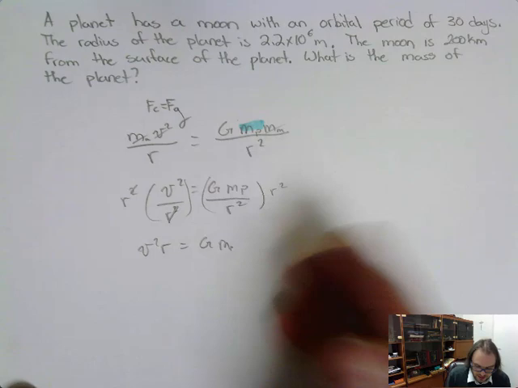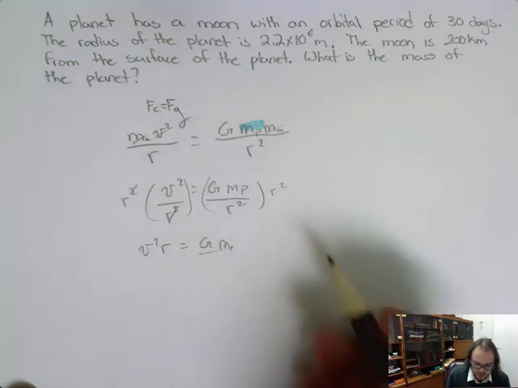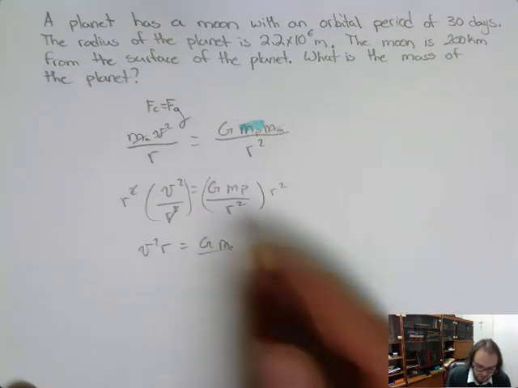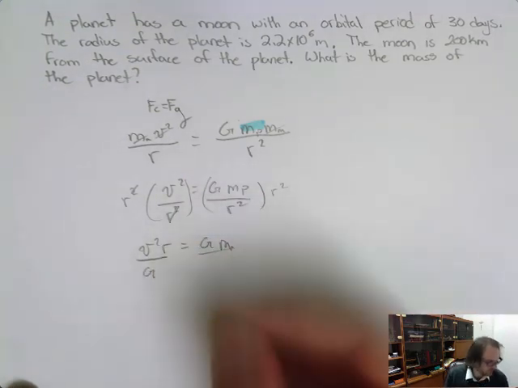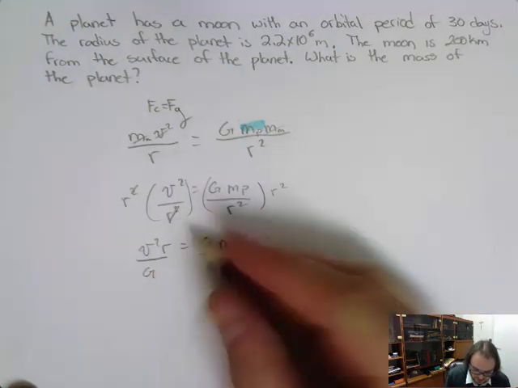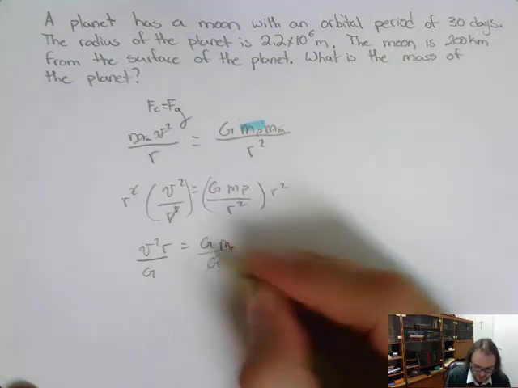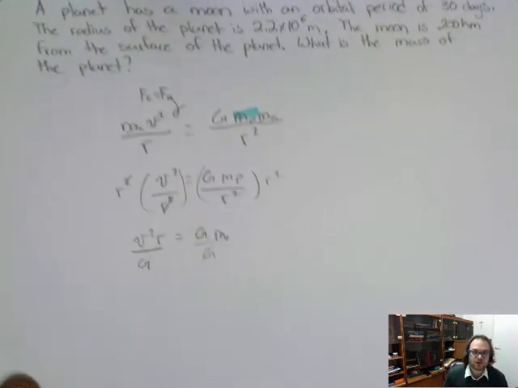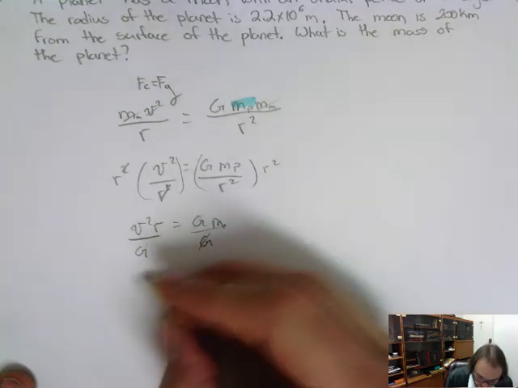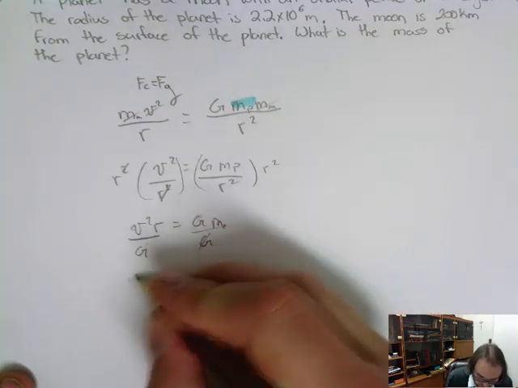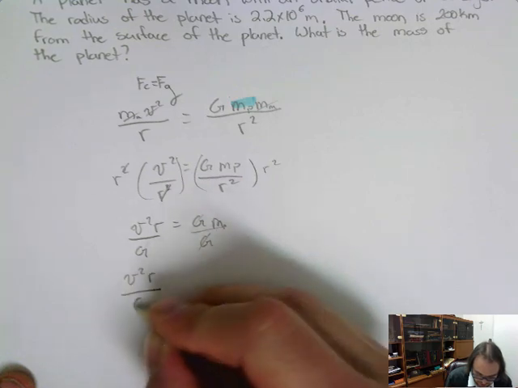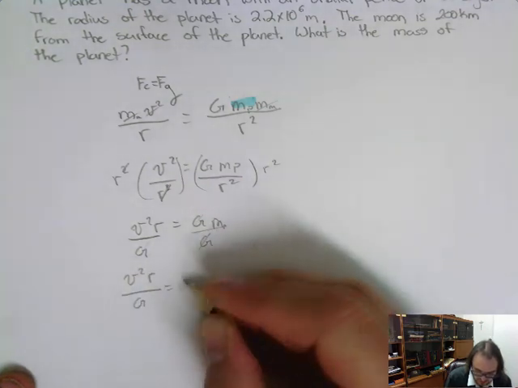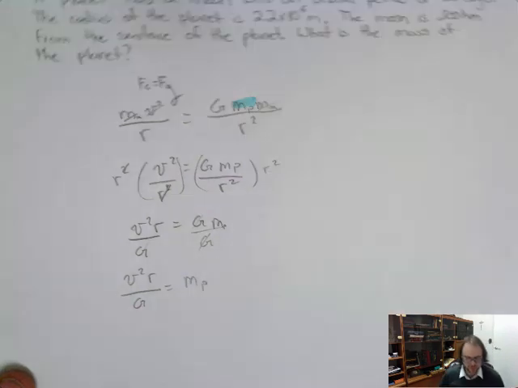Right there. Now, I want to divide both sides by my gravitational constant. So, divide by the gravitational constant. These are going to cancel out. So now, I am left with velocity squared multiplied by the radius divided by my gravitational constant is equal to the mass of my planet.